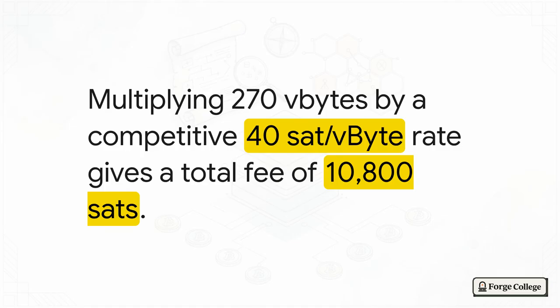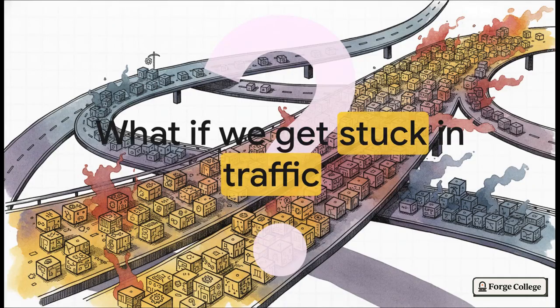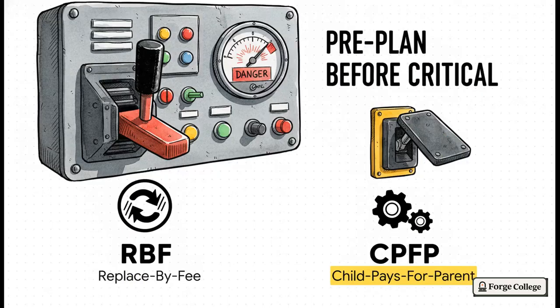But wait, as any veteran will tell you, the mempool is a highly volatile, completely unpredictable highway. What happens if congestion suddenly spikes 5 minutes after you hit send, block times slow down, and the miners just ignore you? What if we get stuck in digital gridlock with our crucial payment hanging in limbo? This is exactly where our contingency plan kicks in.